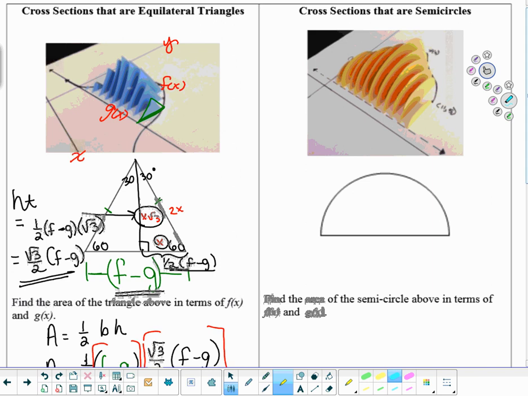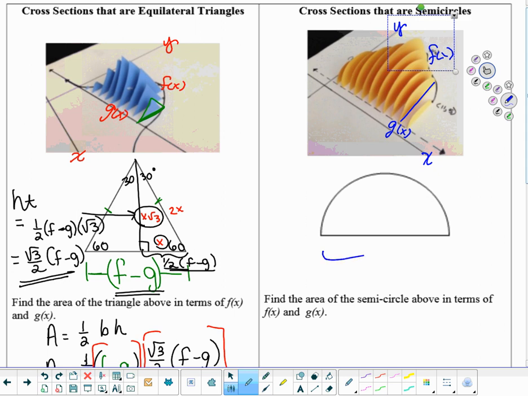Okay, moving on to another figure. A semicircle. So once again, this is my x-axis. This is positioned as the y-axis. This is f of x. This is g of x. The distance across is f minus g. So in this circle, my diameter, and this is important, the diameter is equivalent to the distance across the base, which is f minus g.